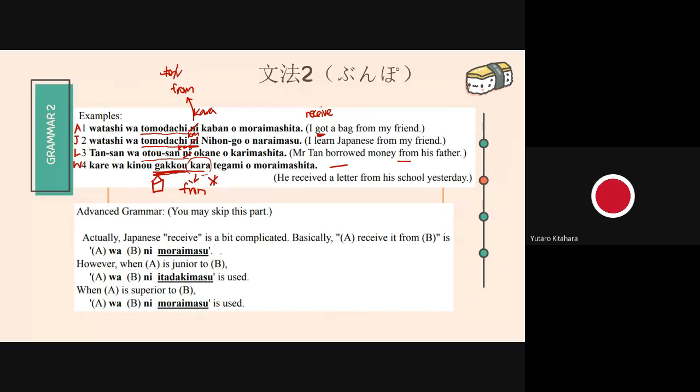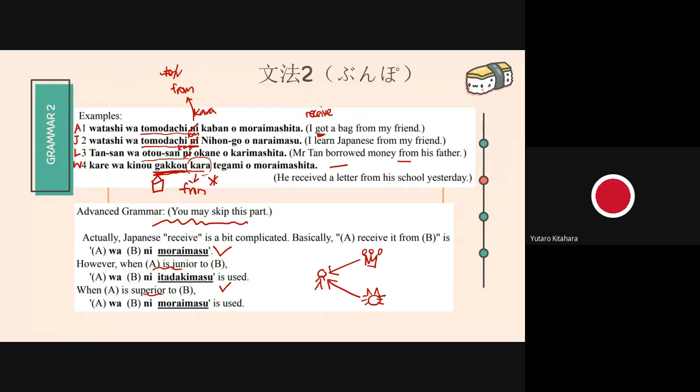Then you can skip this part. We usually skip it, but I just tell you, moraimasu is receive, the one you should learn, and itadakimasu is the intermediate one. What's the difference? Again, junior and superior. Very easy. Let me ask you a question. Let's say you receive something from the boss. I draw a king. Receive from the boss, the king, oji-sama. Or receive from the cat. Which one do you need to be more polite? From who must you be more polite, the king or the cat? The king, correct. It's the king, must be more polite. The cat no need to care.